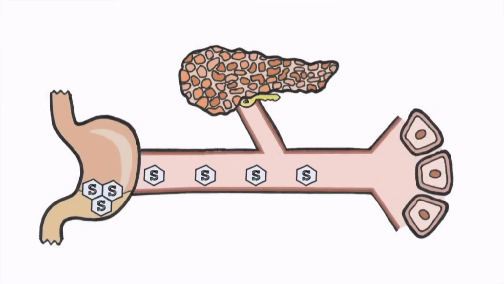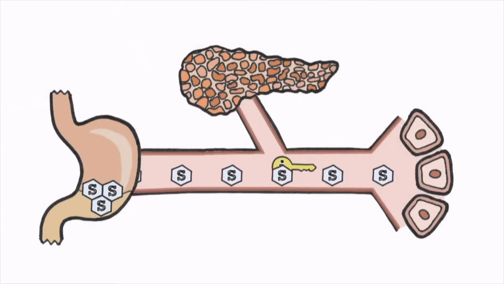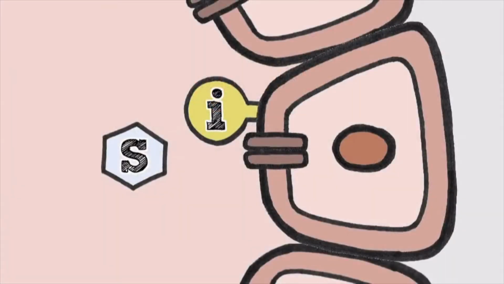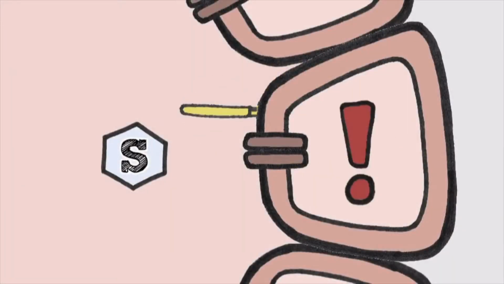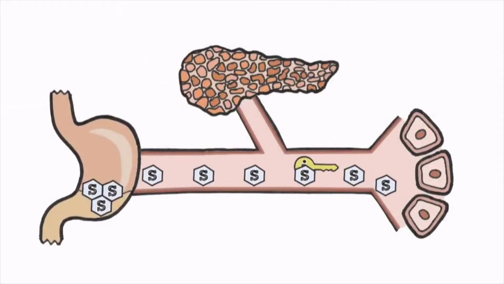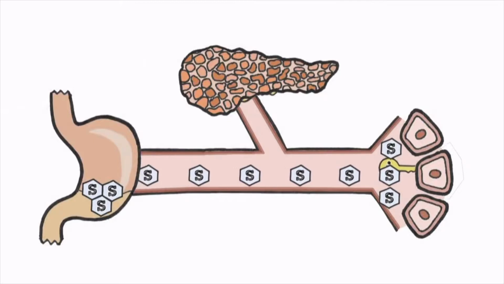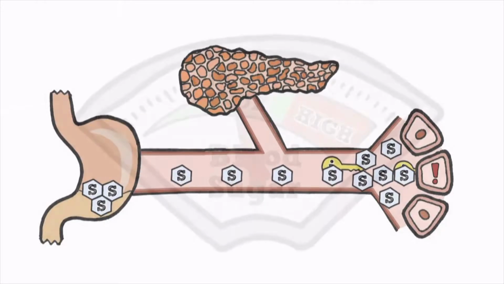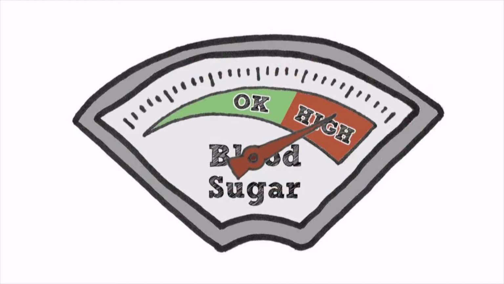Sugar enters the bloodstream, but one of two things happens. Either the pancreas does not produce a sufficient quantity of insulin to match the sugar entering the bloodstream, or the body cells do not respond to the insulin that the body is producing. In both cases, the result is the same. Cell doors remain closed, causing sugar to get backed up in the bloodstream. As a result, blood sugar levels rise.